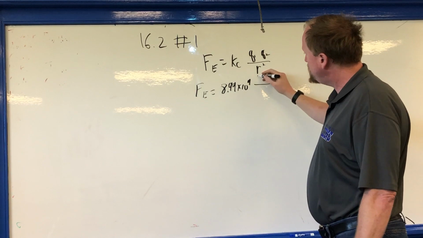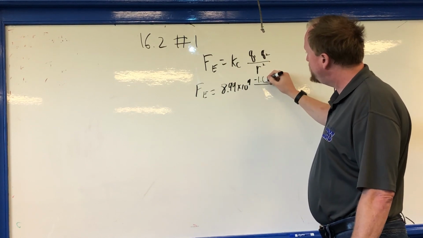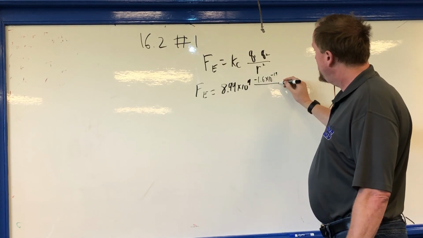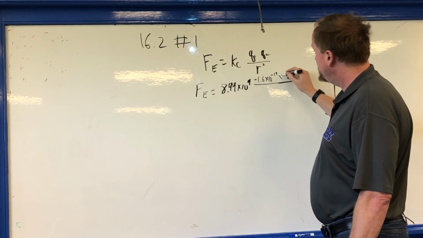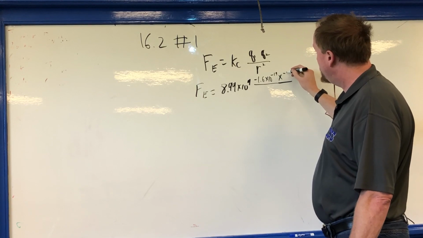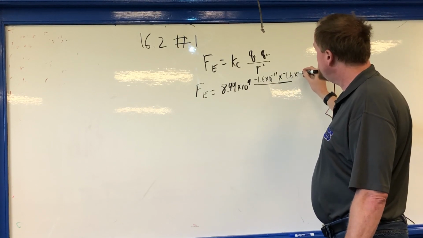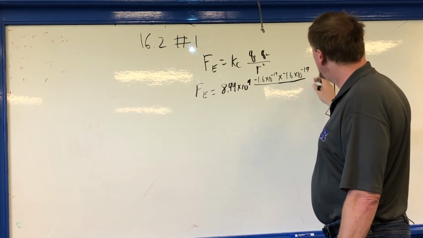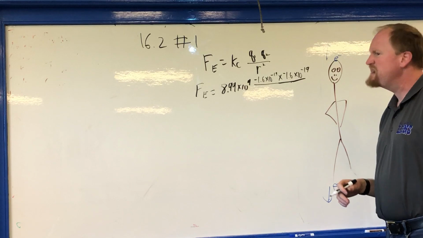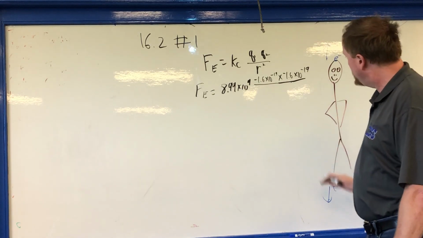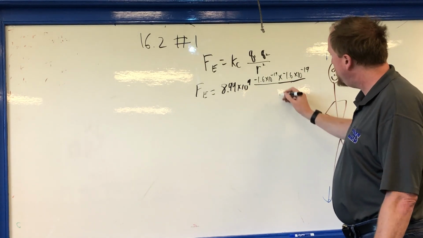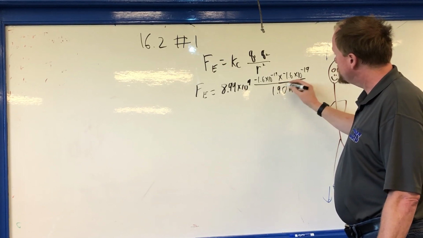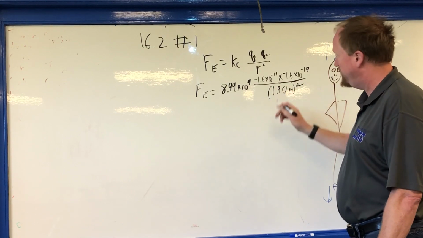Now, the charge of an electron is negative 1.6 times 10 to the negative 19. And the other electron is exactly the same. Negative 1.6 times 10 to the negative 19. A lot of people just put one charge in. Big mistake. Now, the distance, the radius, is my height, which is 1.90 meters. That whole sum is squared.